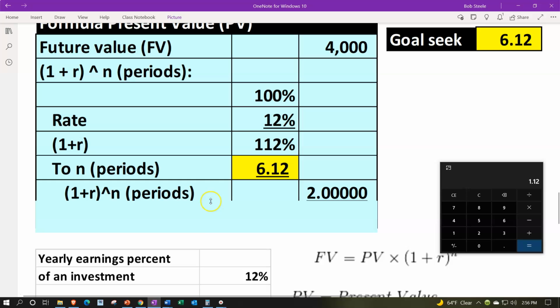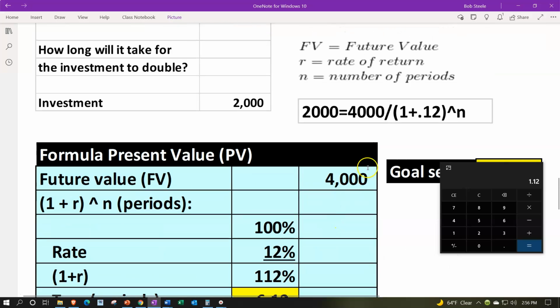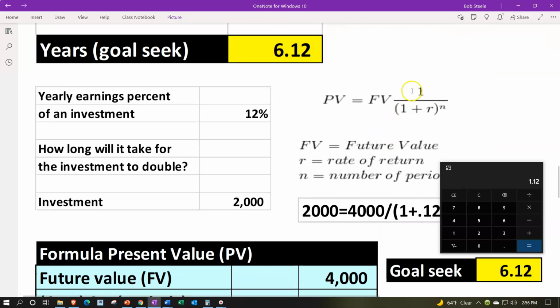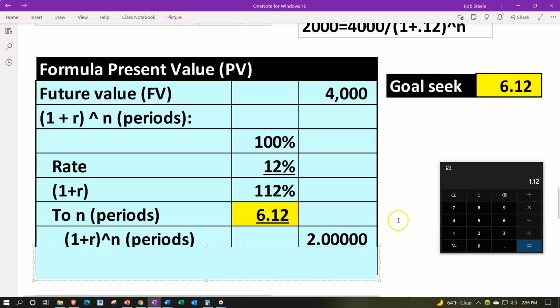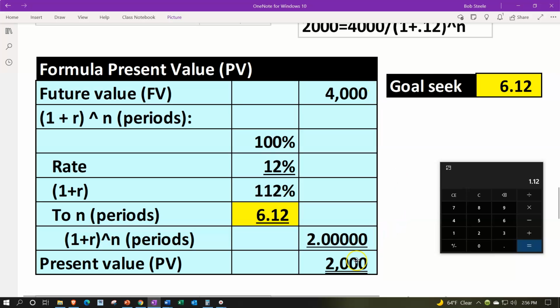So then we would take the 1.12 to the power of 6.12, which I'll do shortly. And that would give us the 2 in this case, which of course is the right answer, because then we can divide out the numerator divided by the denominator, or 4,000 divided by 2. That would then give us the 2,000 correct response.